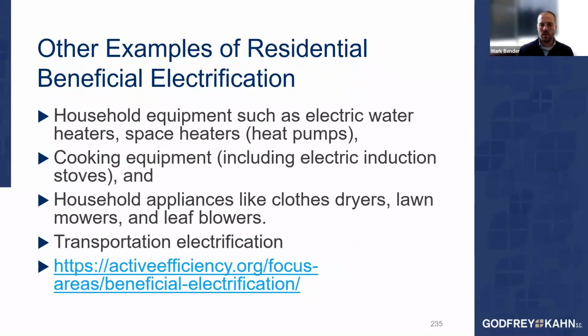So some other examples of residential beneficial electrification include probably things you've seen before: induction stoves, electric clothes dryers, electric lawnmowers, leaf blowers, as well as, many people are probably aware, the significant movement and development towards electrification of the transportation sector, especially with personal electric vehicles. EVs provide a pretty large opportunity for reducing environmental impacts in the transportation sector and can significantly reduce operating costs of a vehicle.